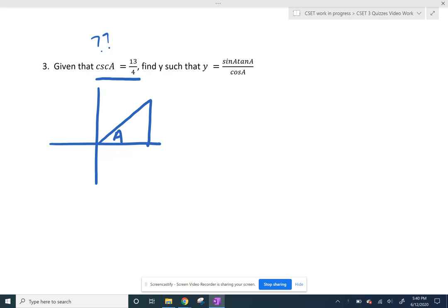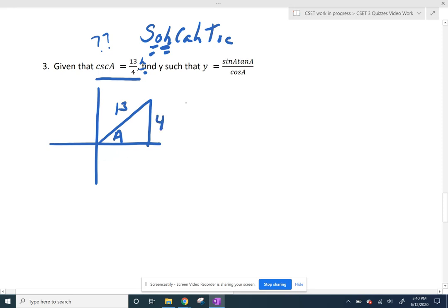So I'm going to do first quadrant, and the cosecant is the sine flipped over. So if sine is the opposite over the hypotenuse, the cosecant is the hypotenuse over the opposite. So the hypotenuse is 13, and the opposite is 4. And then I'm going to need to find all this stuff.